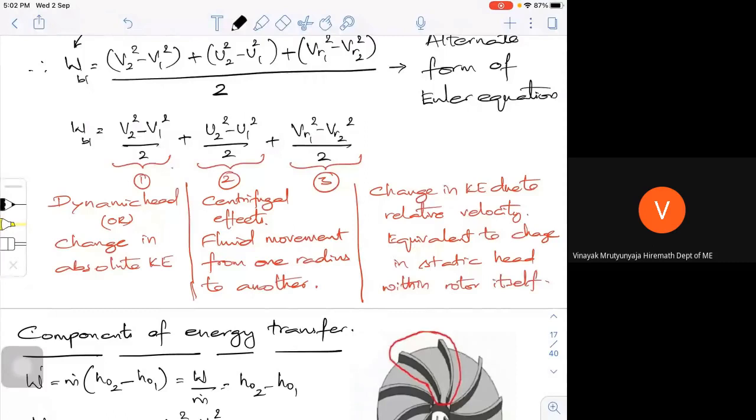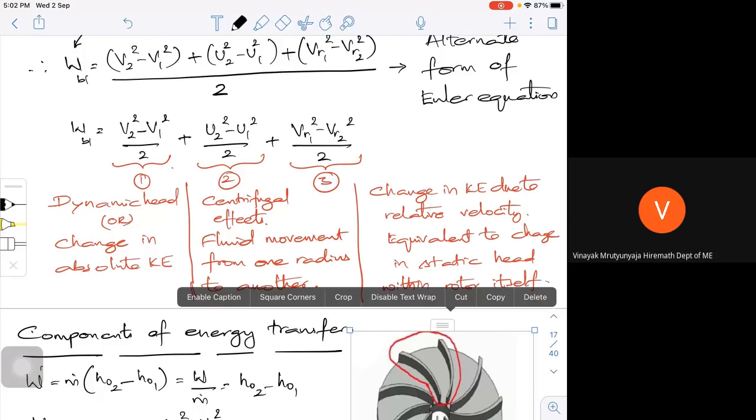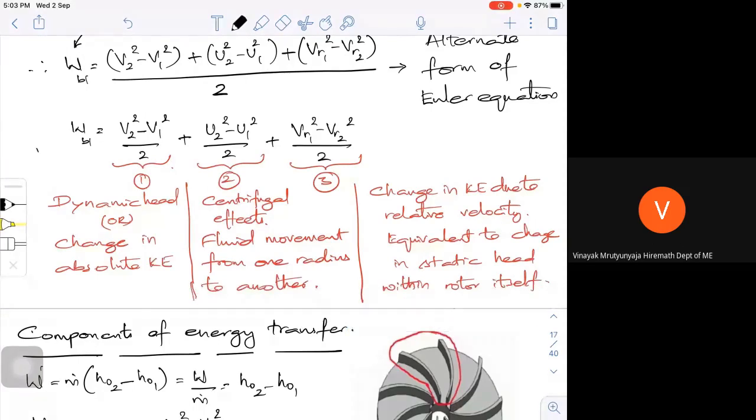Okay. And both these components, 2 and 3, will lead to an increase in static energy. Both your centrifugal effect energy as well as the change in kinetic energy due to relative velocity will lead to what is called static energy increase. That is not a part of kinetic energy. So for the kinetic energy, it's only V1 square minus V2 square by 2 in case of a turbine, or V2 square minus V1 square by 2 in case of a compressor or a pump.